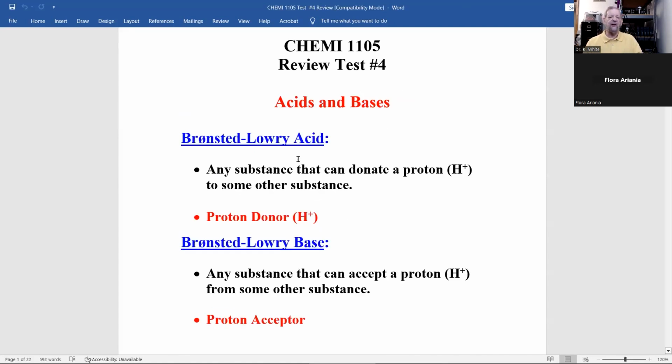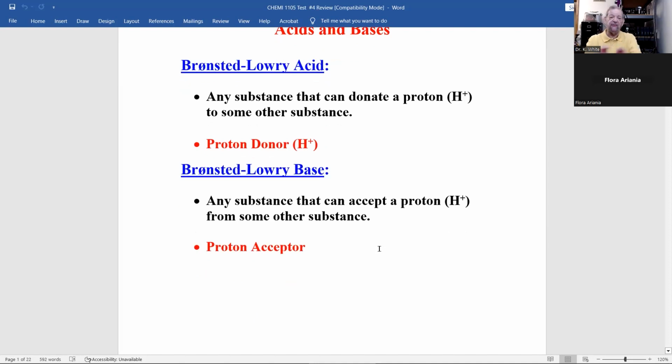All right, we start the test 4 review with acids and bases. The first question is, what's a Bronsted-Lowry acid? The easiest definition, it's a proton donor. A proton is H+, as you see in red. You could also say any substance that donates, gives up a proton to another substance. That's an acid. You should also know what a Bronsted-Lowry base is. And that's a proton acceptor.